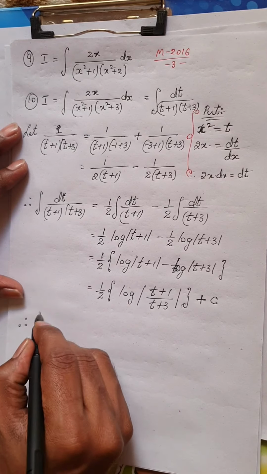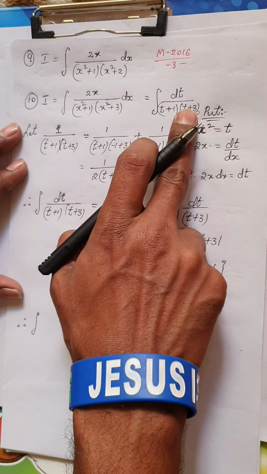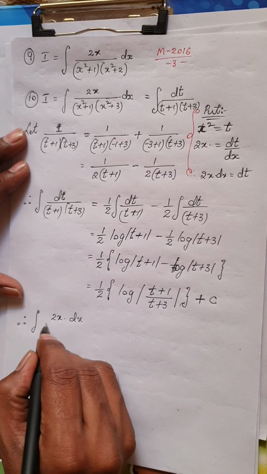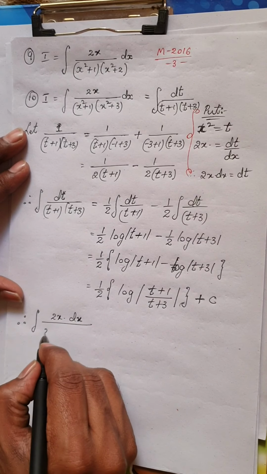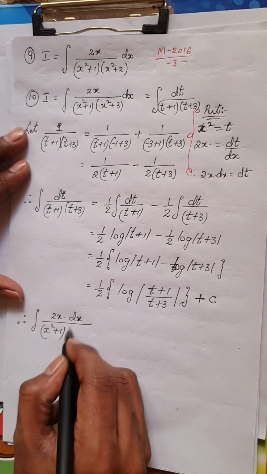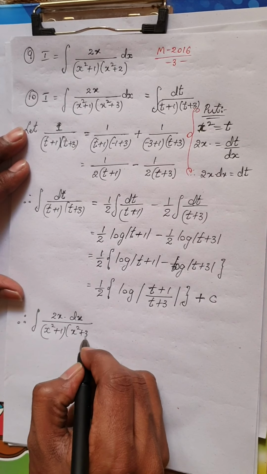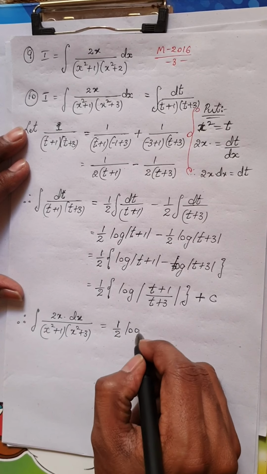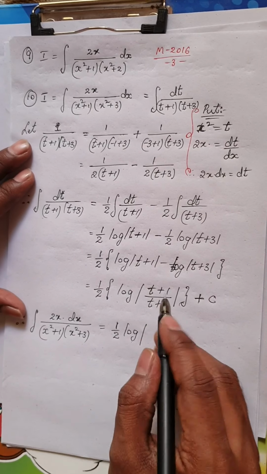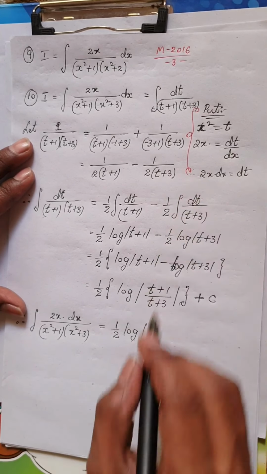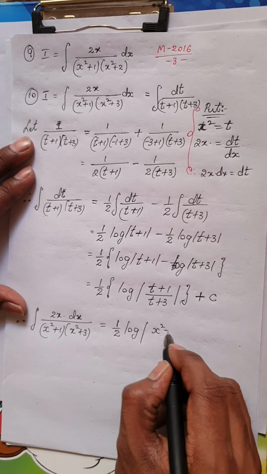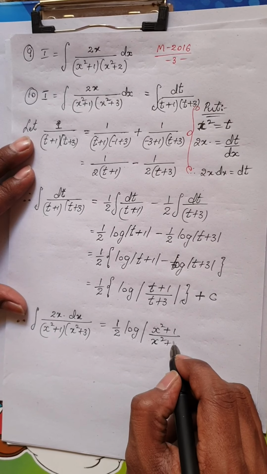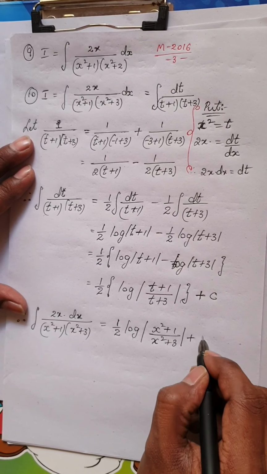Therefore, substituting back into this integral, I am going to replace it back as 2x dx divided by (x square plus 1) into (x square plus 3), which is nothing but half of log of mod. Now what is t actually? t was replaced as (x square plus 1) divided by (x square plus 3), plus c.